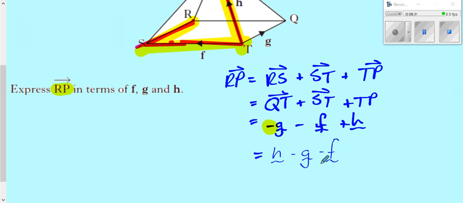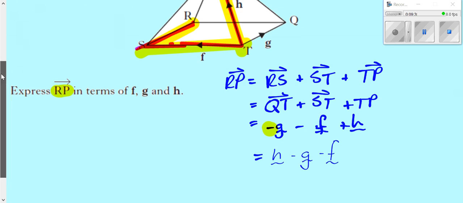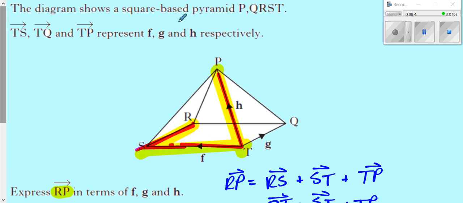So I'll stress you're not going to lose marks if you don't change that around. But it's just good mathematics to do it. It's a convention not to have a negative at the start. So that covers pretty much all of the 3D vectors.